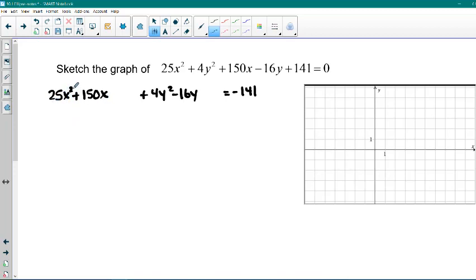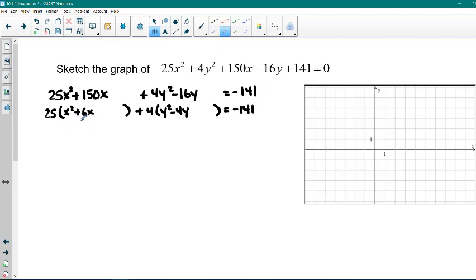So we turn our attention to the x's. We need this to have a coefficient of 1 instead of 25, so we will factor out a 25. 25 times what gives me 150x? That's going to be 6x. Now for the y's. We have a 4, so we take out a 4. It's just pleasant that it's a common factor. It does not have to be a common factor. 4 times what would give me negative 16y, negative 4y. And then there is our negative 141.